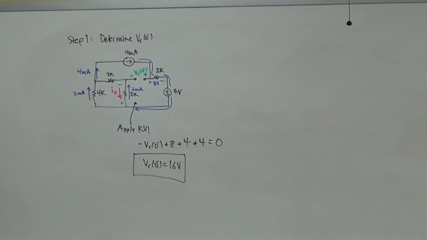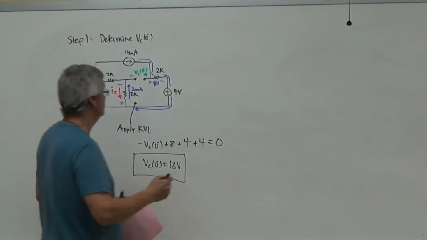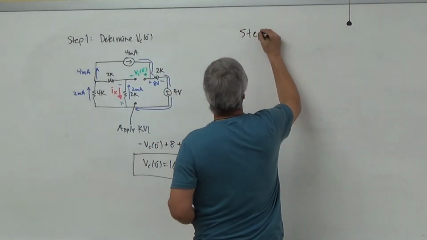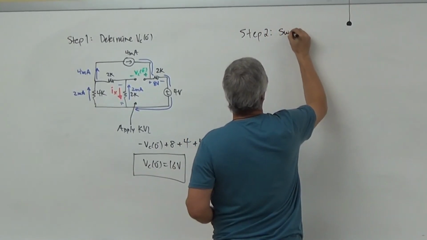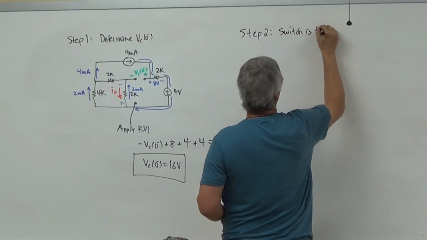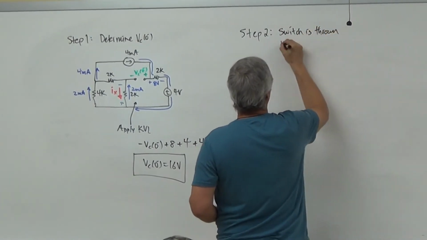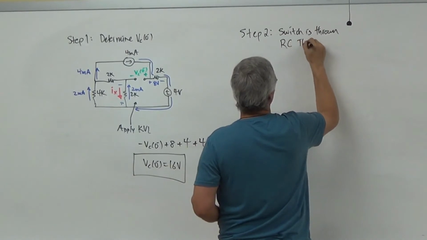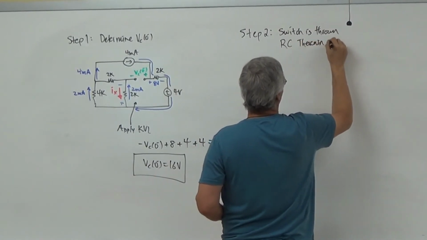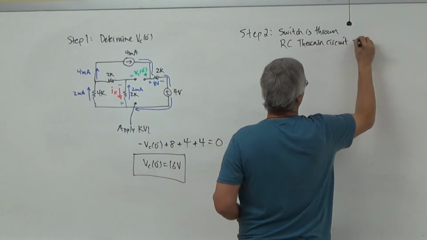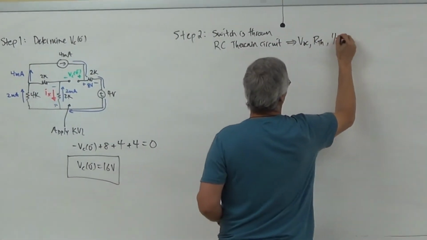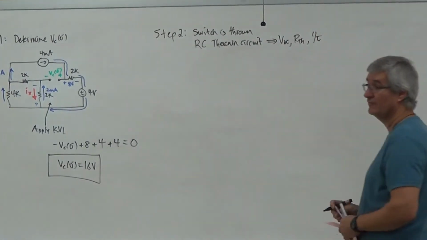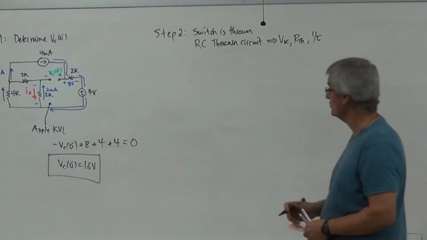Now what happens? Switch is thrown. Okay? Step 2 now. So now I'm at the switch is thrown, and now I have an RC Thevenin circuit that I got to deal with. And that RC Thevenin circuit implies what? VOC, RTH, 1 over tau. Okay? Let's do that. Let's draw it out now.